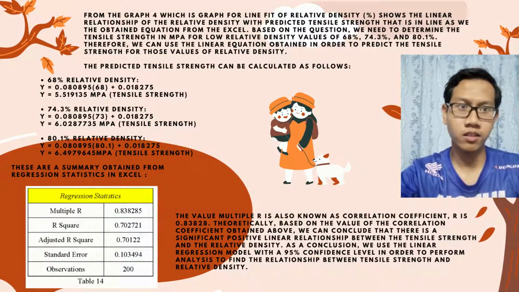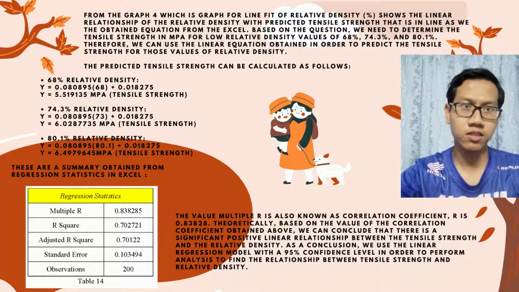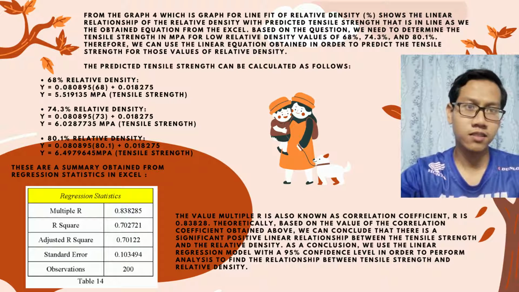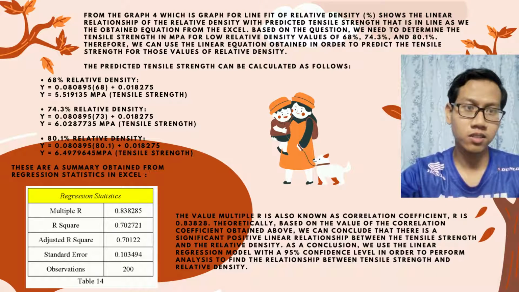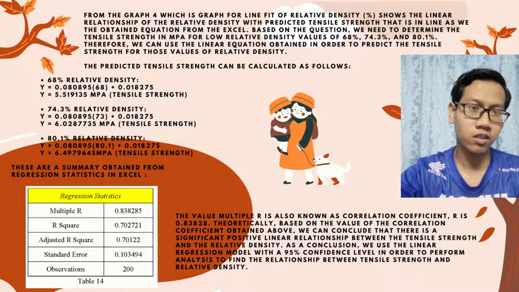For the calculation part, the first one is 68% relative density. We can substitute 68 into the linear equation, and the tensile strength is 5.519135 megapascal. Second one is 74.3% relative density, and the tensile strength is 6.02877735 megapascal, and the last one is 80.1% relative density, and the tensile strength is 6.4979645 megapascal.